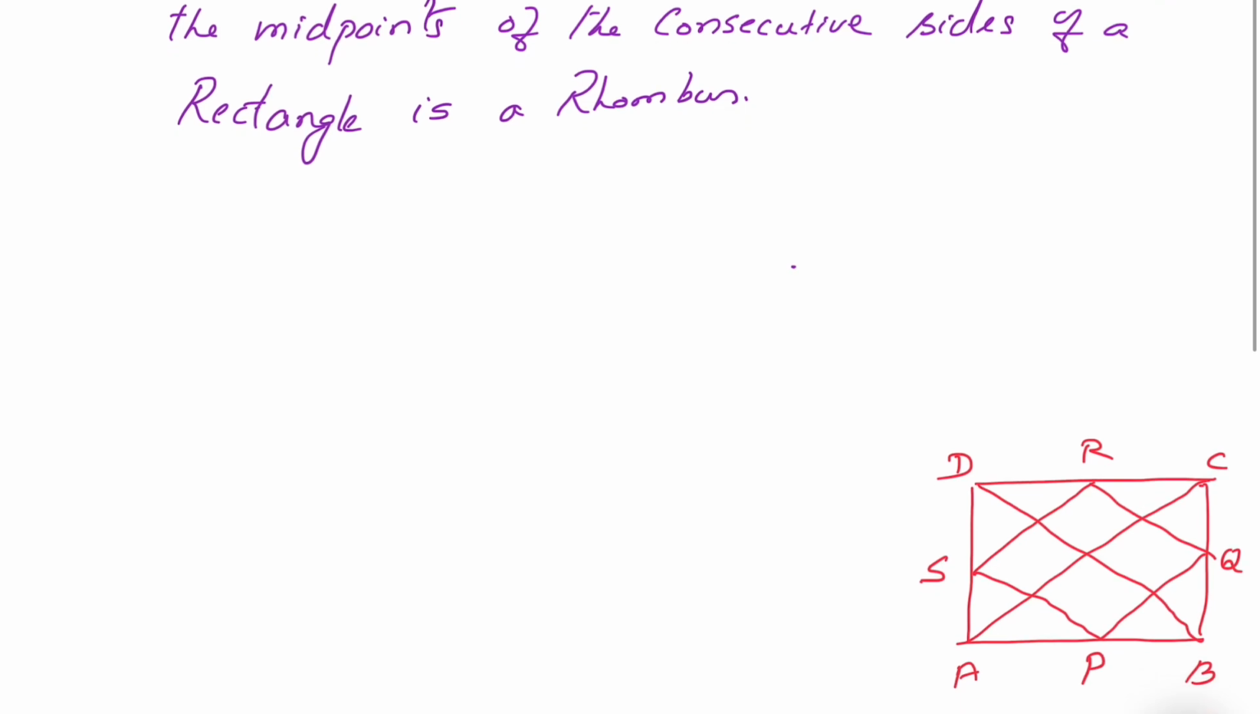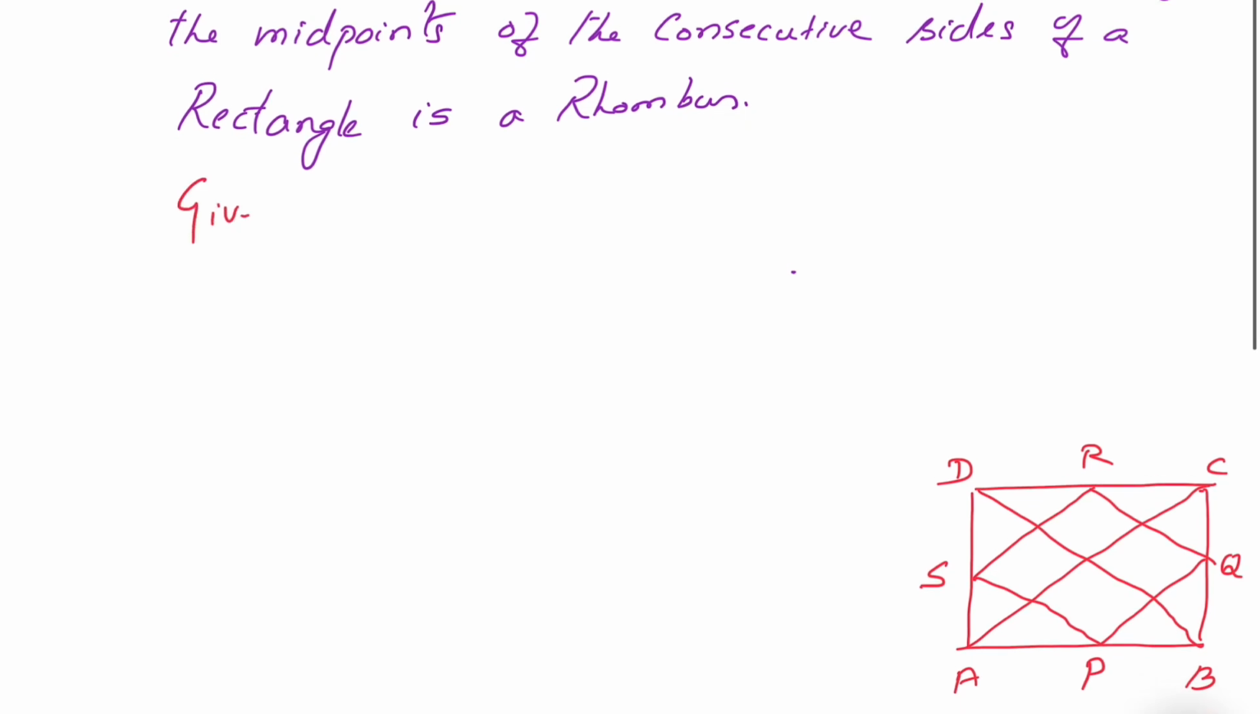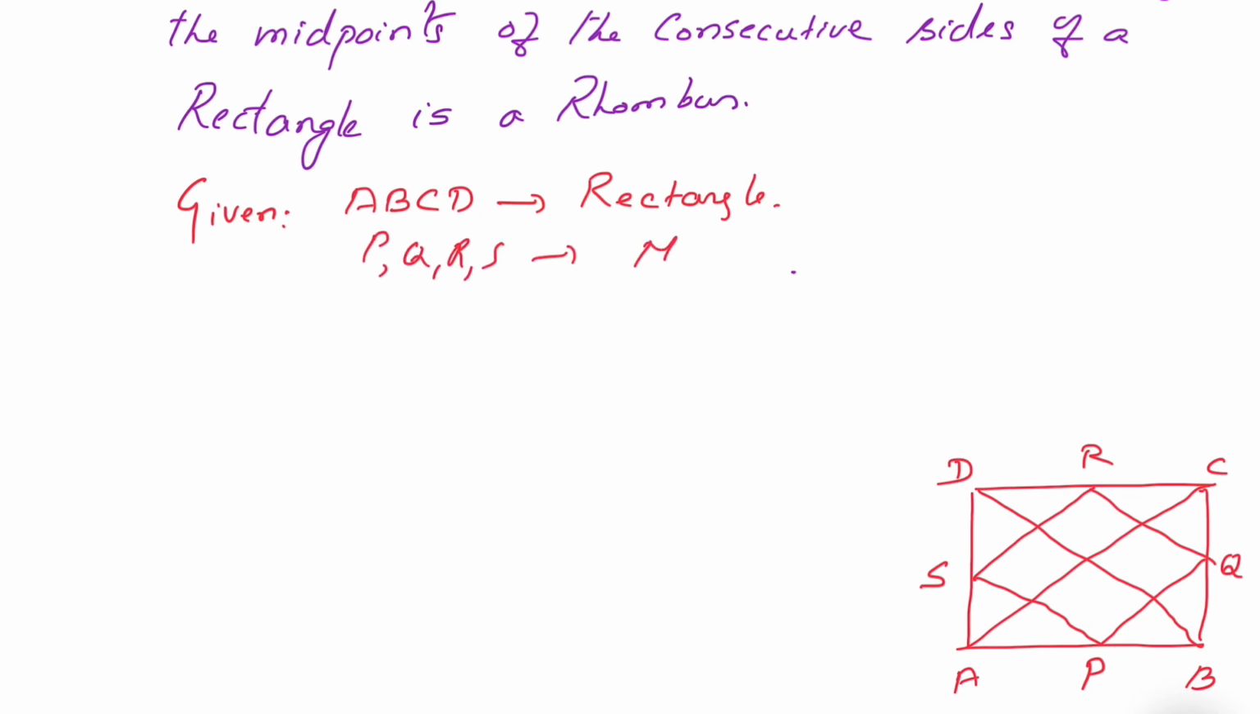So here, given ABCD is a rectangle. Then P, Q, R, S are midpoints. You have to show it is a rhombus. Prove PQRS is a rhombus.